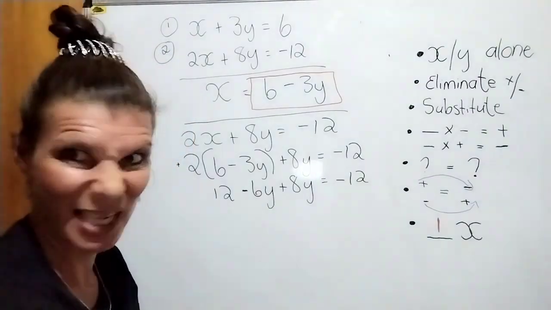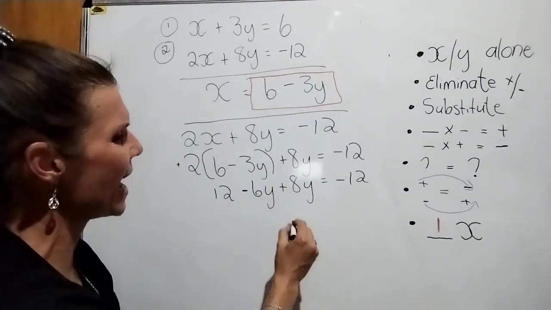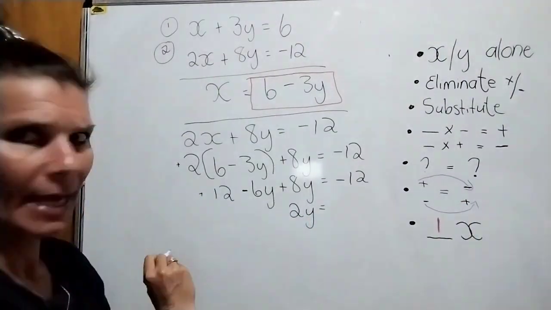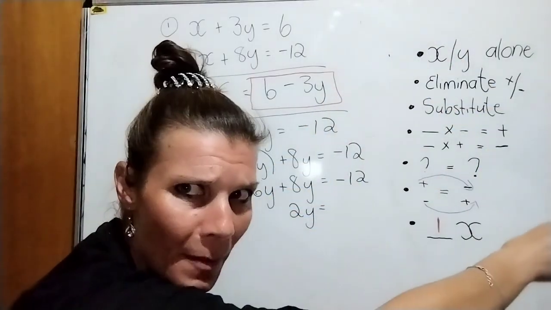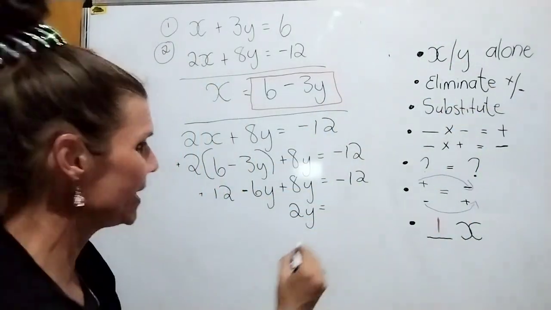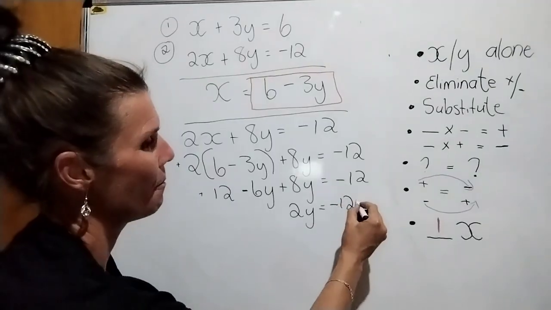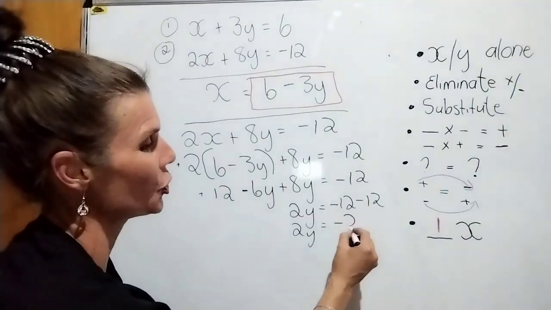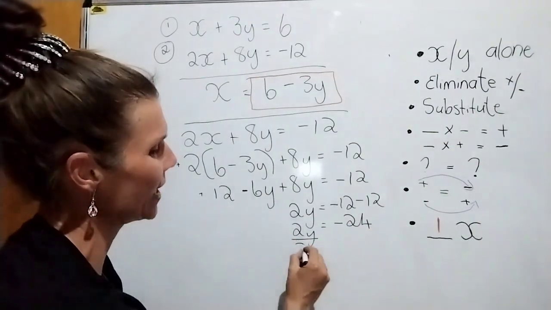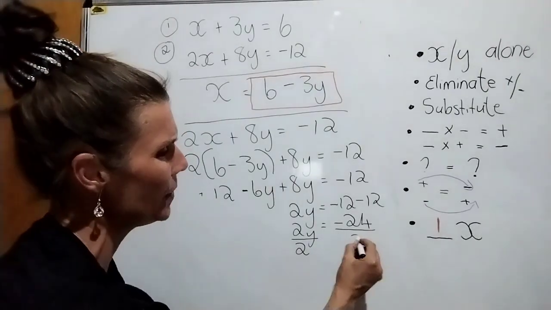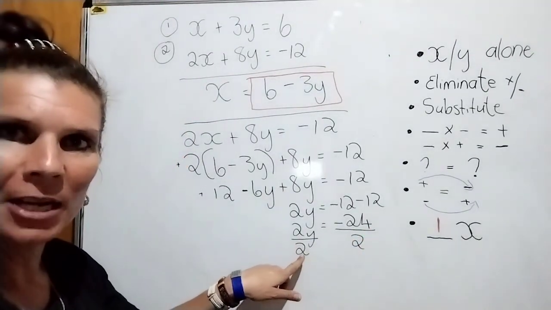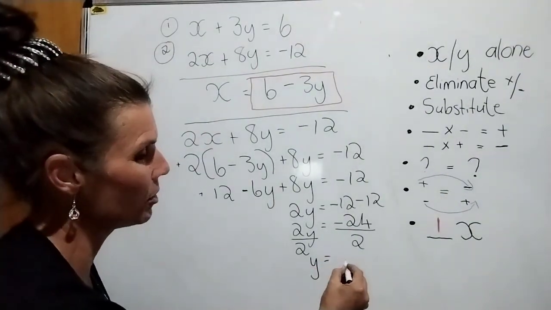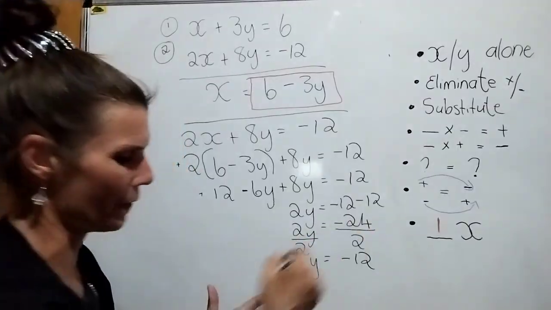Now I need to get my y's alone. Easy. Minus 6y plus 8y gives me 2y equals, there's a plus. If a plus runs over my rainbow, it becomes a minus. Minus 12, 2y gives me minus 24. How do I get my y alone? What I do to this side of my rainbow, I have to do to that side of my rainbow. So y equals minus 12.